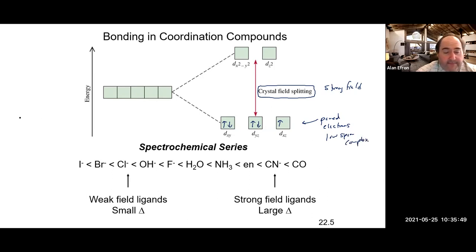Now, if the opposite was true and we had our lower d orbitals here, which are our XY, YZ, XZ, and up here, which are our squared ones.